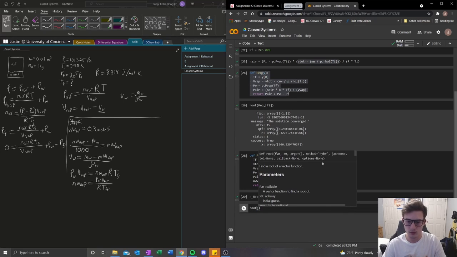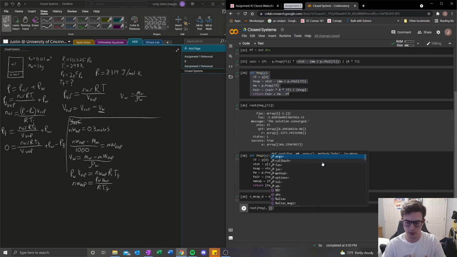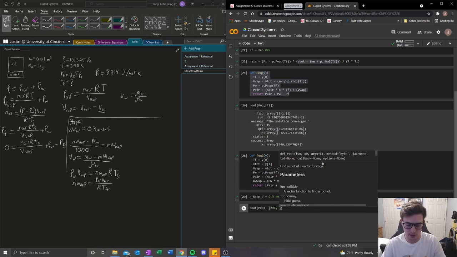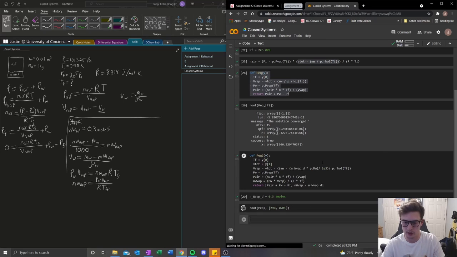So we want the second equation, and then we need to give it two initial guesses. I think we're going to guess our initial temperature again, 298, just because it worked last time, and then I'm pretty sure the volume of the container isn't really going to change, so a good guess is just going to be our initial volume, or our total volume from the first time we did this.